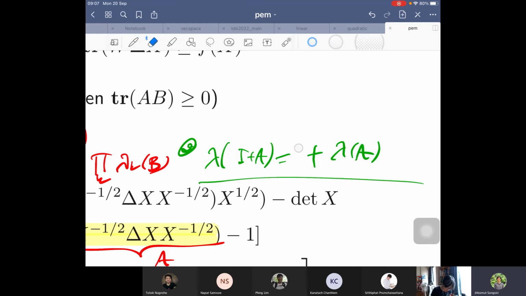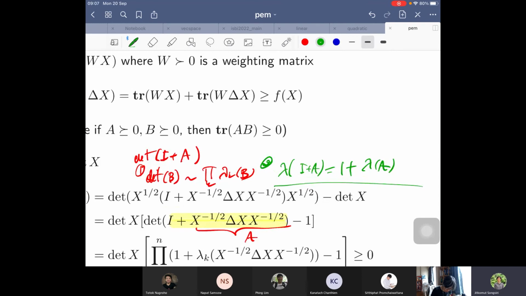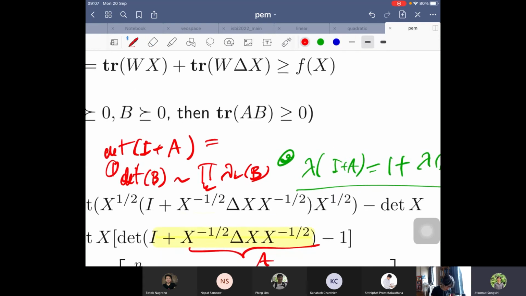So, again, let me go back to the I. That's going to be 1. So from the first property, what do I know about the determinant of I plus A? Can you apply these two properties? You know that the determinant is a product of eigenvalues, but the eigenvalue of I plus A is actually shifted by 1.